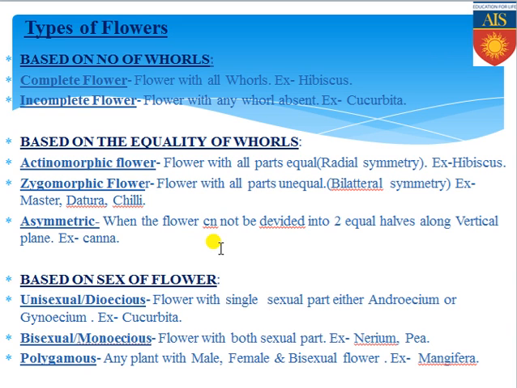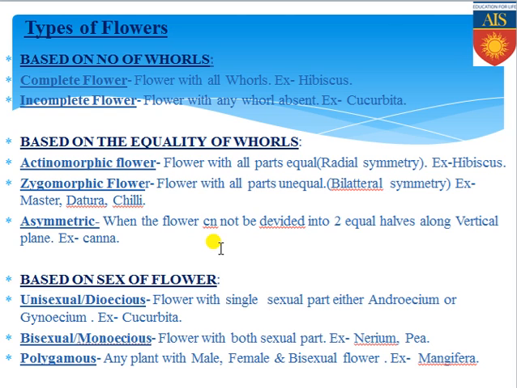First of all, if the number of whorls is 4, that means all total 4 whorls are present properly, then that flower is known as a complete flower. And if you see a flower without any one of the whorls, suppose the calyx is not present, or corolla is not present, or androecium is not present, or even gynoecium is not present, if any of the whorls is absent, then that flower is considered as an incomplete flower. As an example, the ideal complete flower is hibiscus, and the ideal incomplete flower is cucurbita.